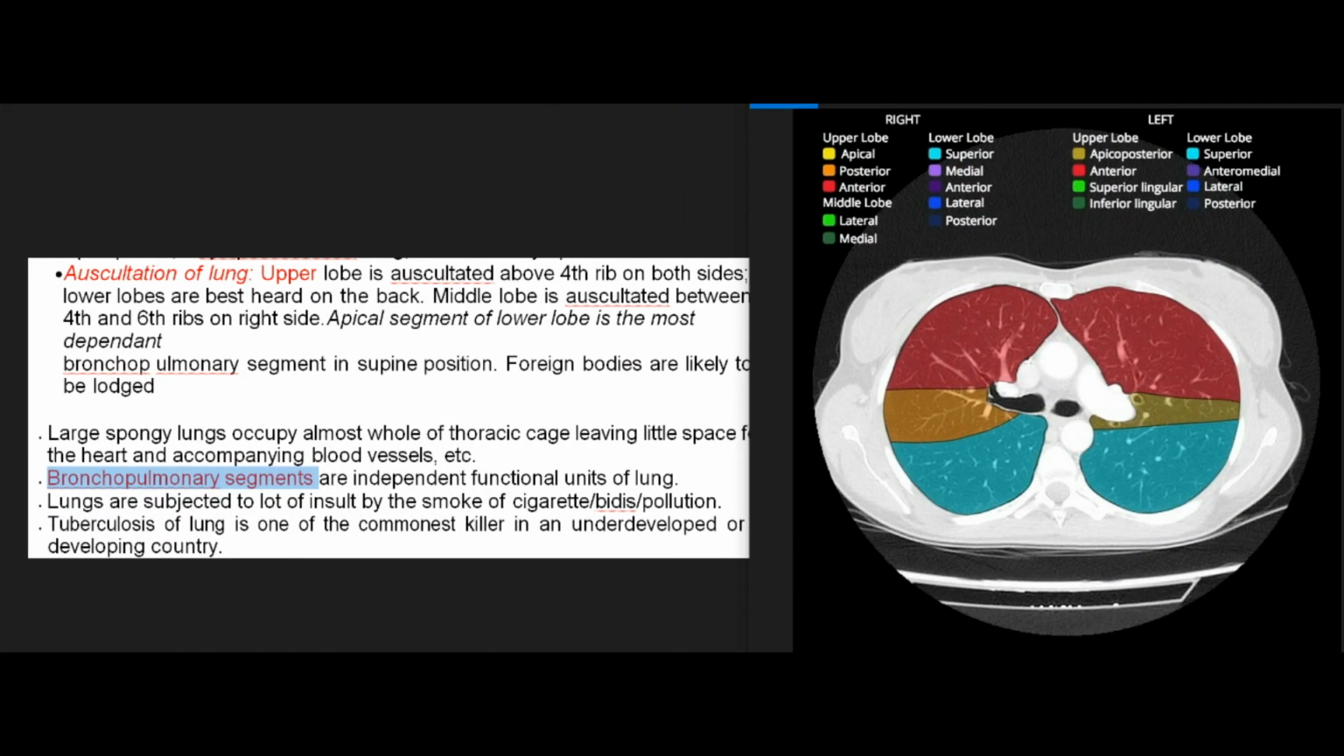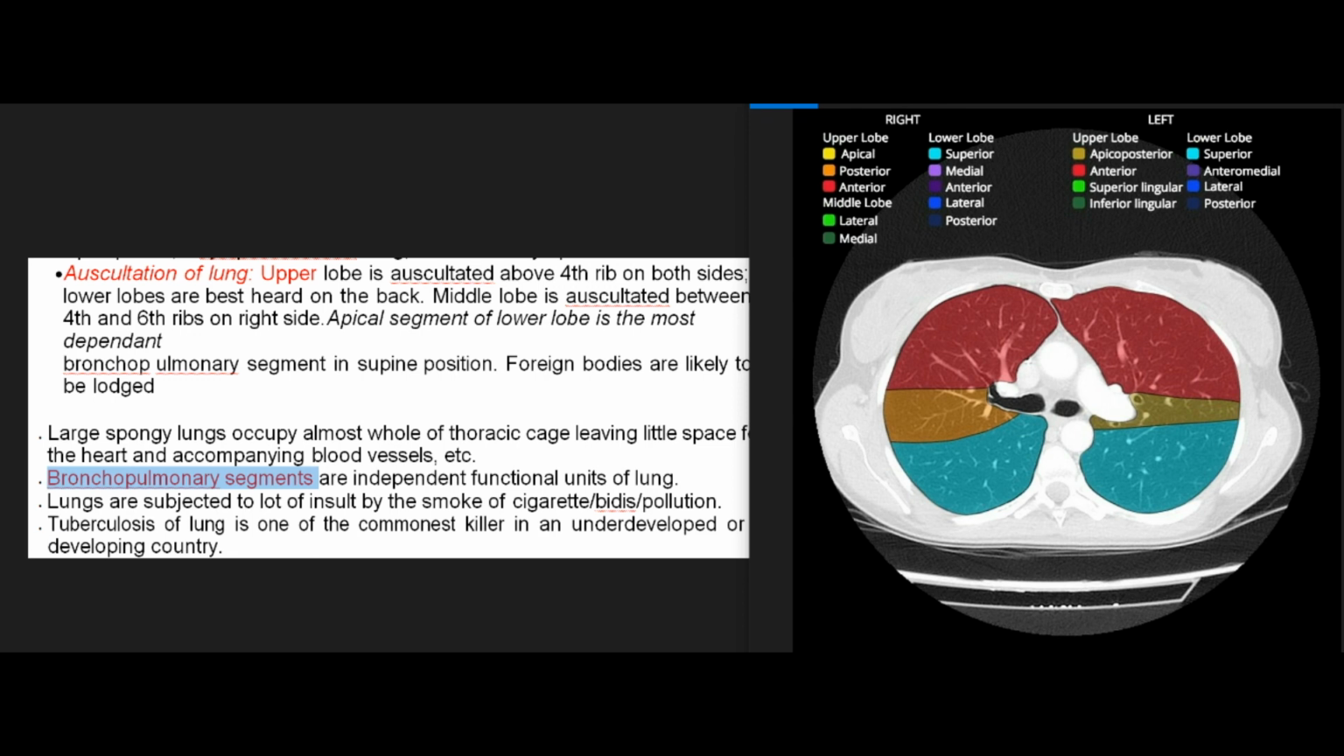Auscultation of lung. Upper lobe is auscultated above fourth rib on both sides, lower lobes are best heard on the back. Middle lobe is auscultated between fourth and sixth ribs on right side. Apical segment of lower lobe is the most dependent bronchopulmonary segment in supine position. Foreign bodies are likely to be lodged.